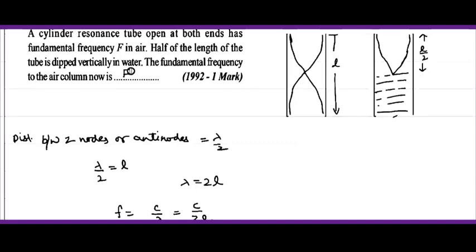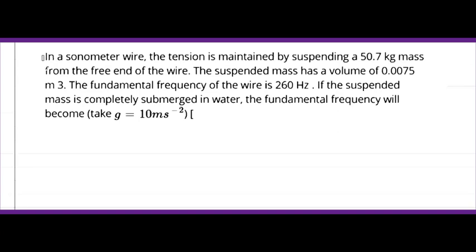Hello students, today our question is, in a sonometer wire the tension is maintained by suspending a 50.7 kg mass from the free end of the wire.